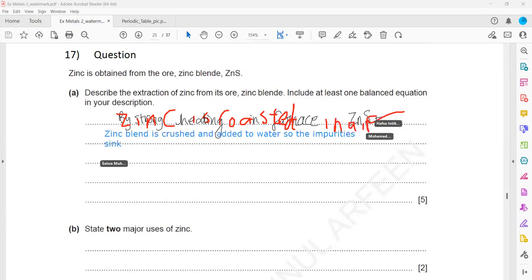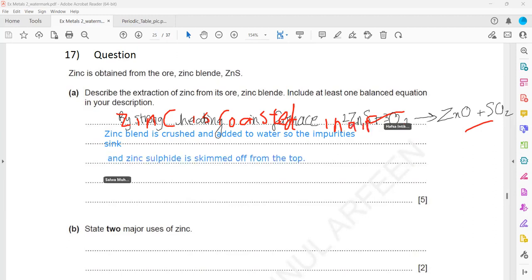Zinc sulfide, zinc blende, is crushed and added to water, so impurities sink. Yeah, that is the first thing you mentioned, but then what happened? 1 mark is for the equation, the first equation. 1 mark is for the second equation, in which you react zinc sulfide. Zinc sulfide came off from the top. Okay.